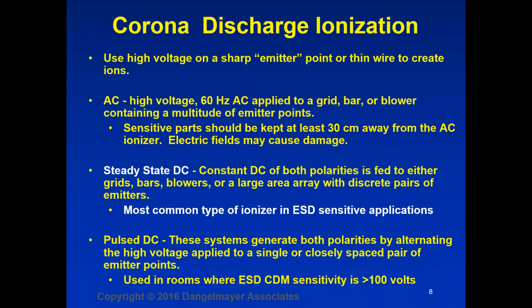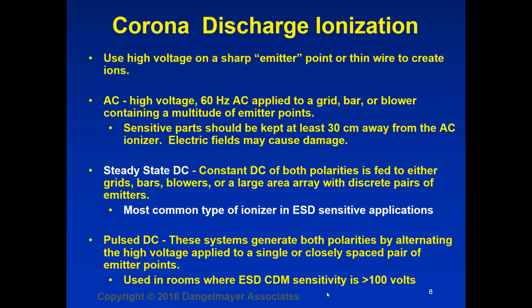The final type of ionizer out there is called a pulse DC ionizer. And these systems generate both polarities by alternating high voltage to a single or closely spaced pair of emitter points. It's basically used in room systems where the ESD CDM sensitivity is greater than 100 volts because once again we have field at the emitter points that can interact with sensitive objects in the room.